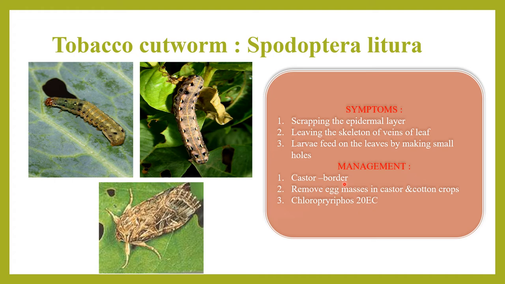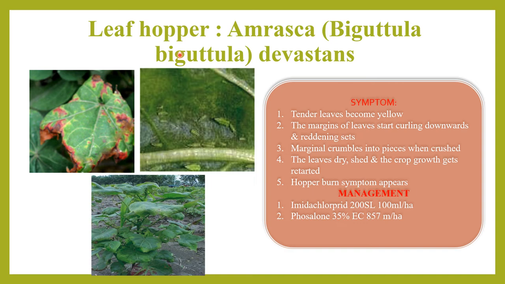And the major management is a castor border and removing egg masses in castor and cotton crops, or you can spray chlorpyrifos 20 EC. And coming to the next one, that is the leaf hopper. Now we will see the symptoms and management of the leaf hopper.